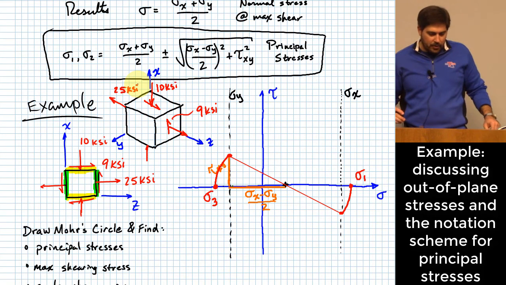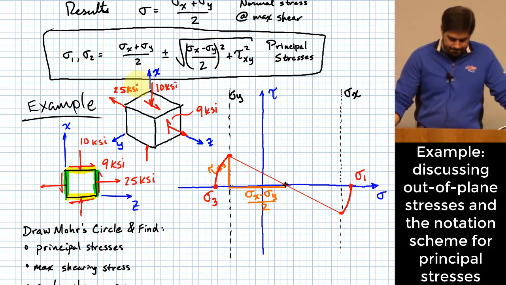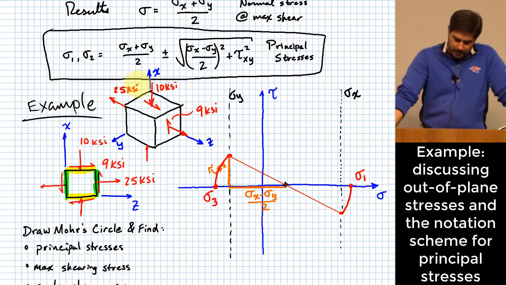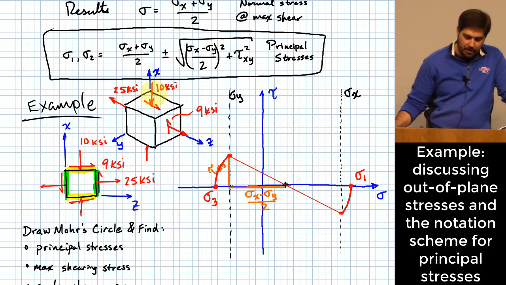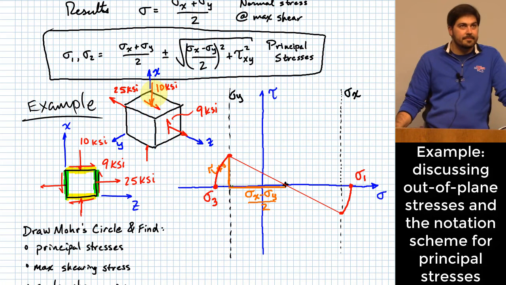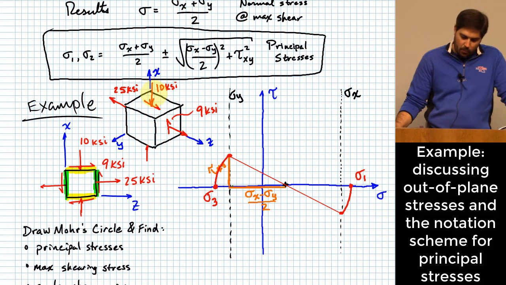Okay, so now look at, say, the comparison between x and y. Okay, what if I was to draw this picture such that I was oriented along my x and y? What would I have? The only thing I would see would be what? Just the 10 KSI compressive stress, right? The other ones would be out of plane. What if I looked at my YZ plane?